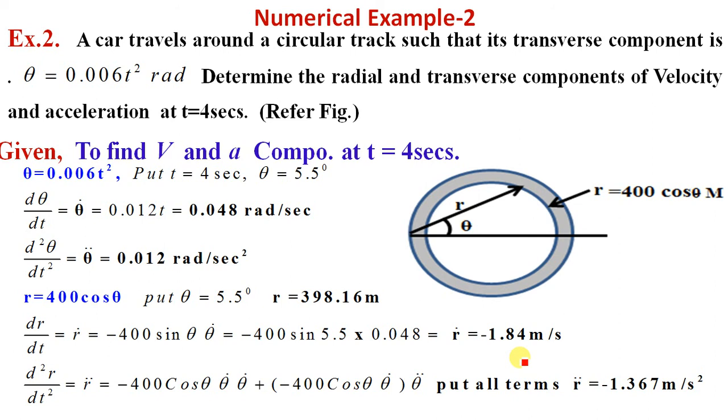Now first find out the theta dot. Now theta is given, from that you can find out theta dot, that's the derivative of this theta. So that will give you 0.12 t. Substitute t is equal to 4 seconds, you will get theta dot at t is equal to 4 seconds, that's 0.48 radian per second. Now again differentiating this equation, you will get 0.12 radian per second square. This is the value also at t is equal to 4 seconds. Now r is equal to 400 cos of theta. Put theta is equal to 5.5 degree. So r is equal to 398.16 meter.